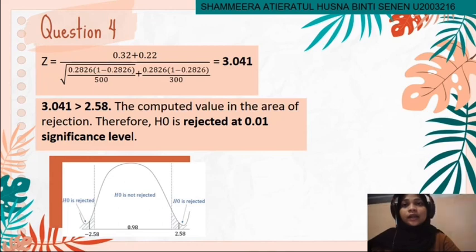As we can see, 3.041 is larger than 2.58, and it is in the rejection region. Therefore, we reject the null hypothesis, and the answer is that the proportions of men and women who play the lottery often are different.